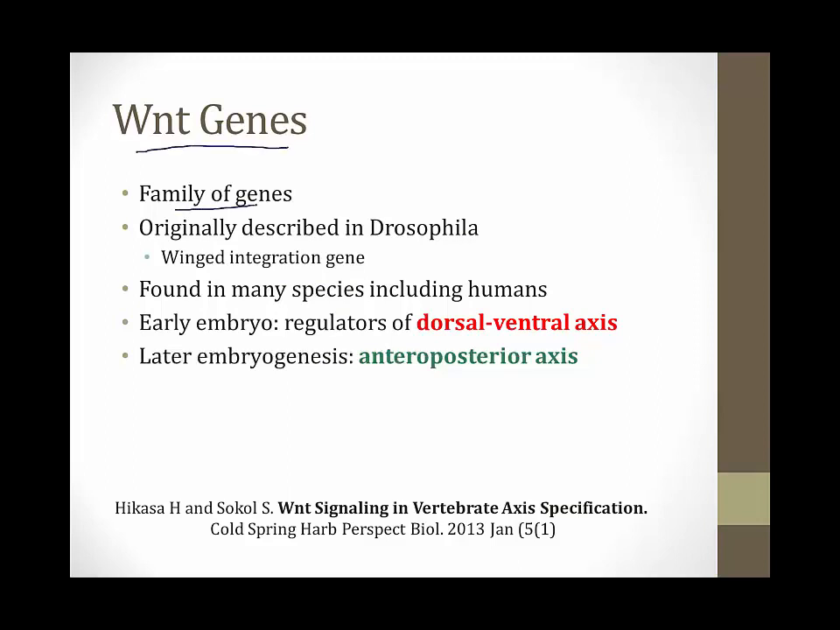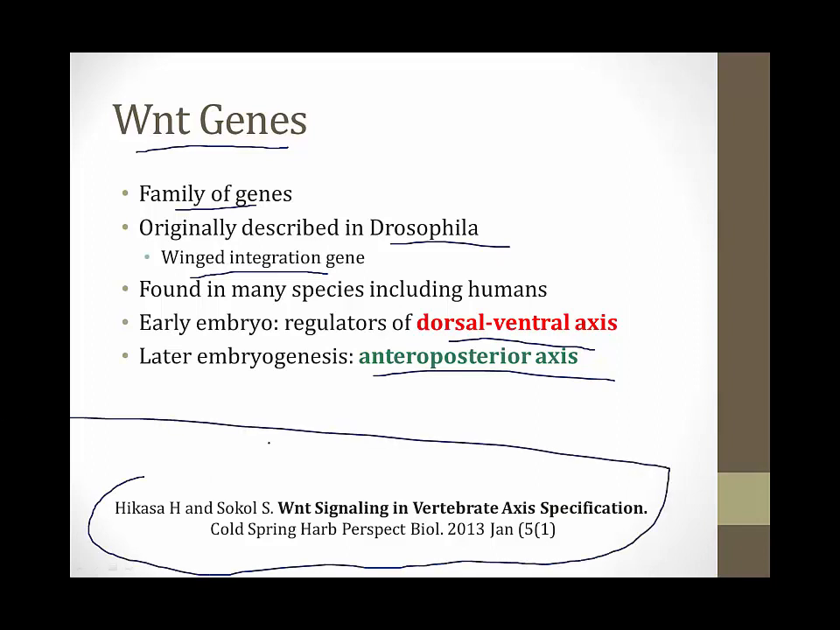This is a family of genes that were originally described in the Drosophila fly. Their name stands for winged integration gene, and these genes are found in many species, including humans. In early embryology in humans, they're important for regulation of the dorsal to ventral axis, as we just described. They also have some roles that have been described later in embryology for development along the anterior-posterior axis. And if you want to read more about this family of genes, I've put a nice review article at the bottom of the screen here.